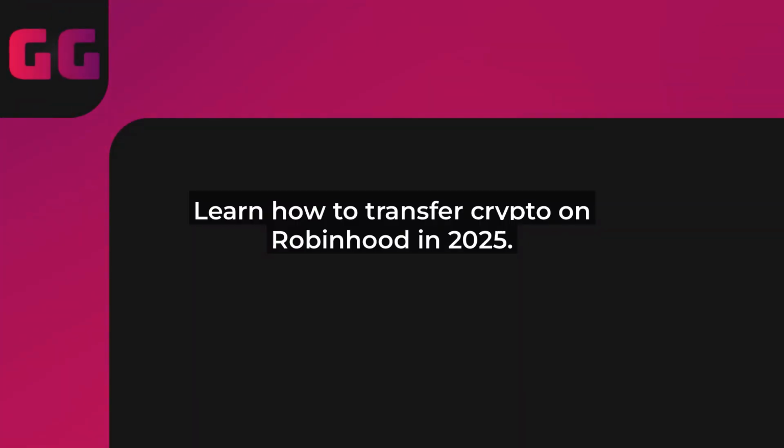Hey everyone, welcome back. If you're diving into the world of crypto in 2025, you might need to transfer your assets on Robinhood. Today, I'm walking you through the entire process step by step. It's super straightforward, but always remember to double check everything to keep your funds safe.